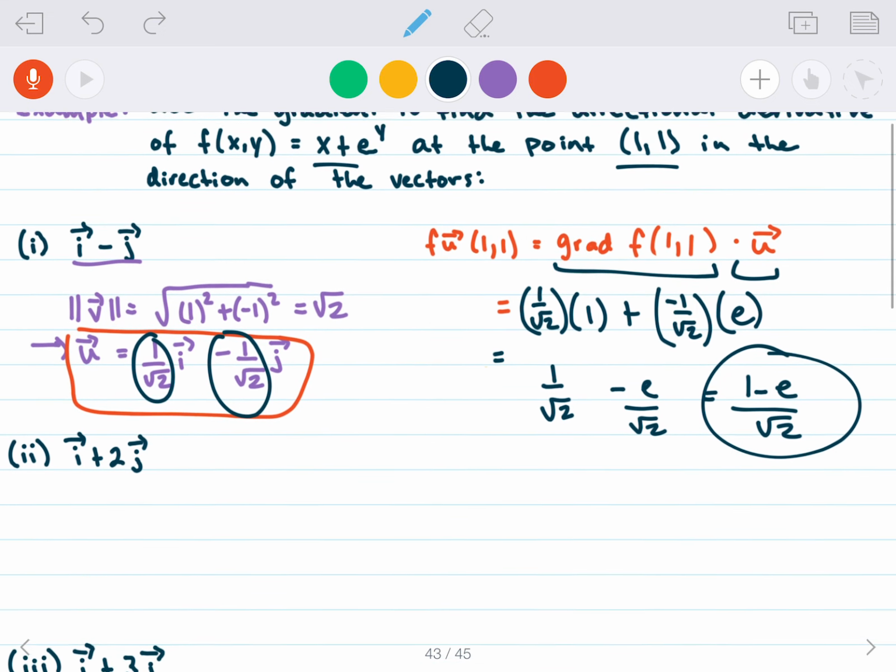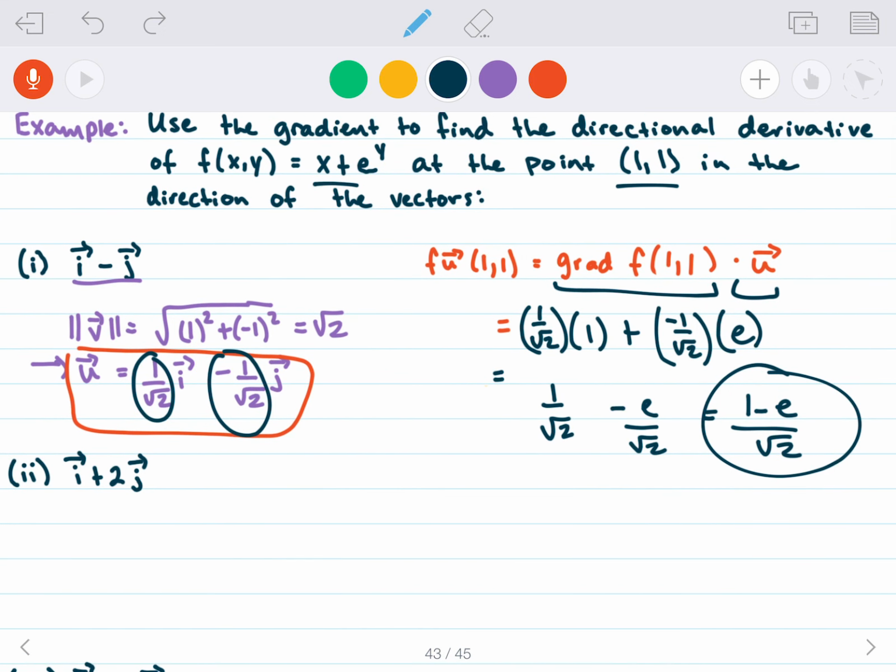Alright, let's do the next one. We have another vector that's not a unit vector, so we need to find the unit vector. First thing we need to do is find the magnitude of the vector that's given. So square root of the squares of the components. So this is going to give me the square root of 1 plus 4, which is 5, okay?